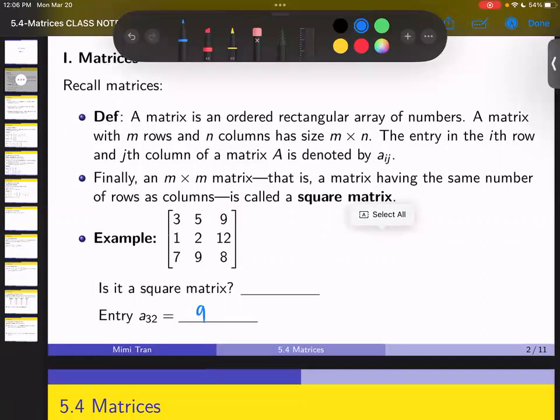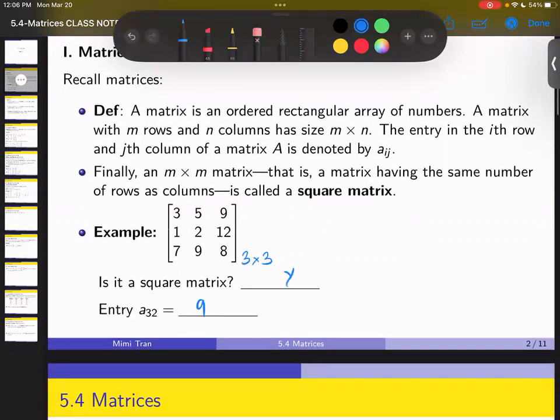A matrix is called a square matrix if the number of rows equals the number of columns. Square matrices are really useful. If you don't have a square matrix, it's most of the time probably useless, right? Because of the inverse problem. So this one is 3 by 3. Yes, it is a square matrix. So far, so good. Let's just review.